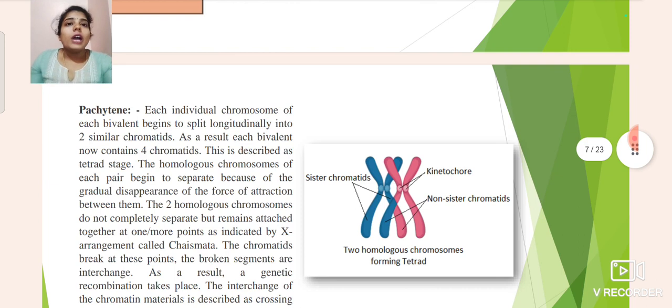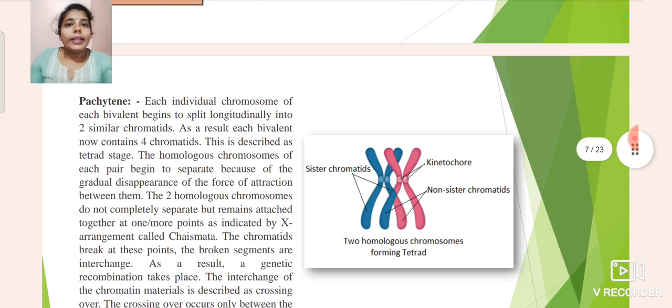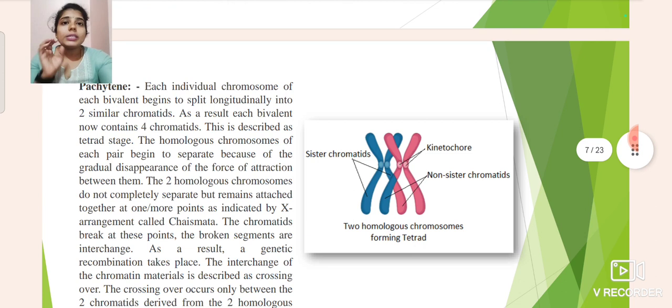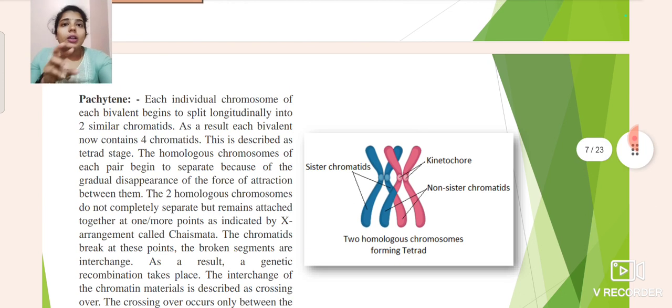Next, we will move on to the next stage, called pachytene. Pachy means thick. This stage is done after the zygotene process. In the pachytene stage, the two homologous chromosomes, two individual chromosomes, are also called a bivalent.